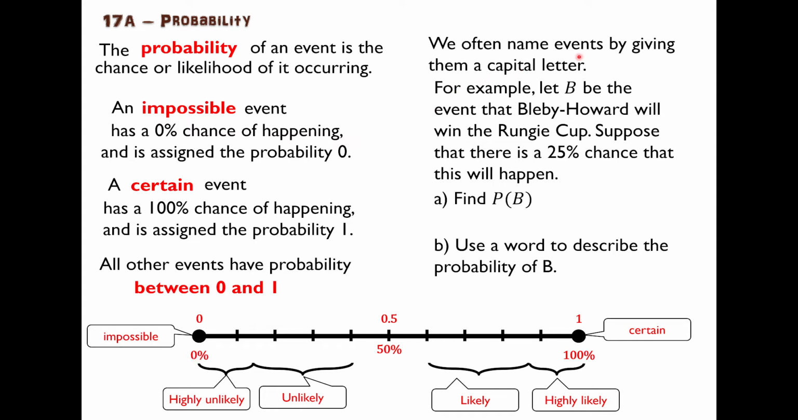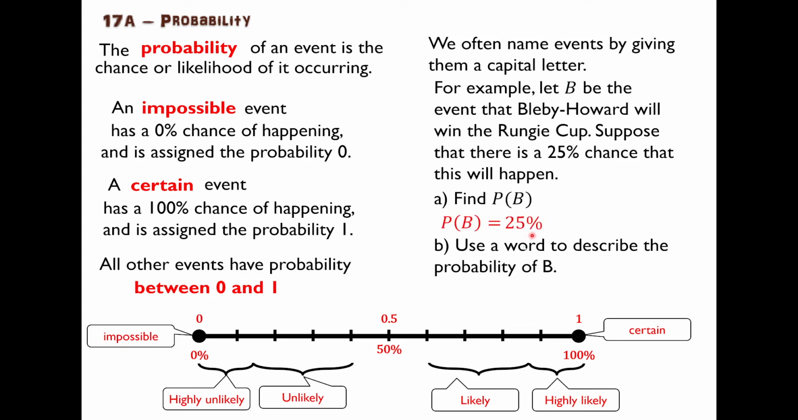We often name events by giving them a capital letter. An event is something that could happen. For example, let B be the event that Bleeby Howard will win the Rungy Cup. And suppose that there is a 25% chance that this will happen. We can write P(B), which means the probability of event B. This is the probability of event B happening. So, what is the probability that event B will happen?